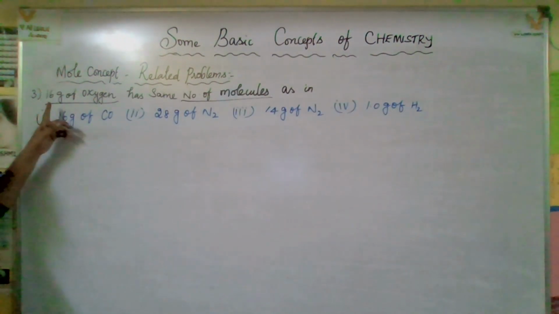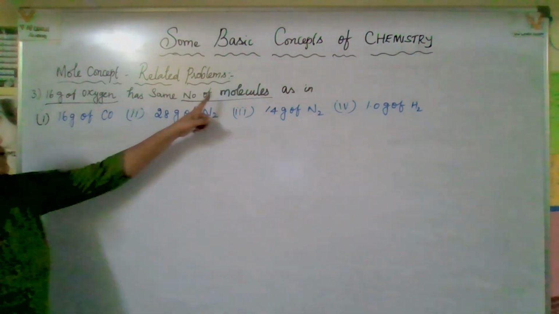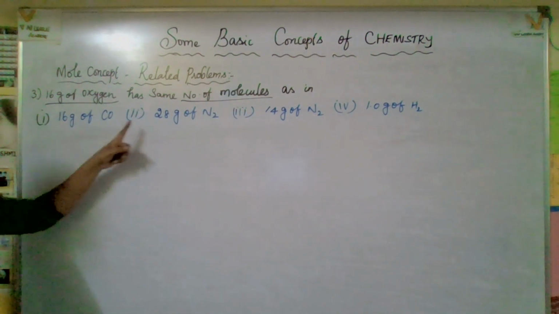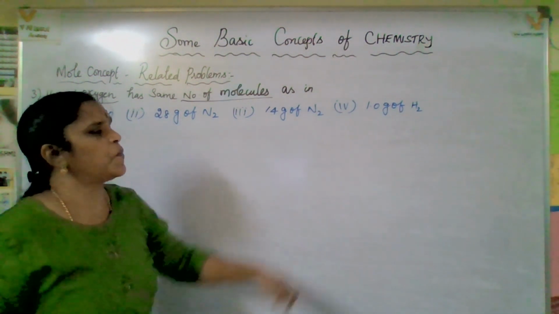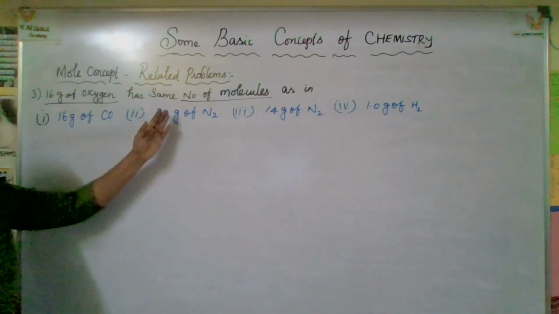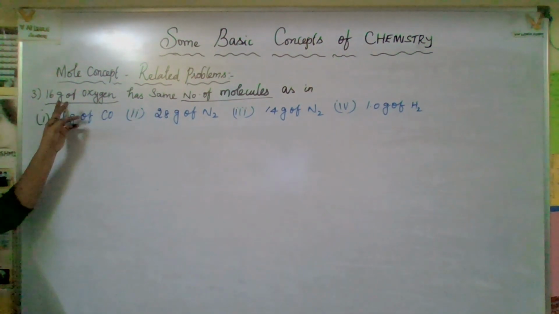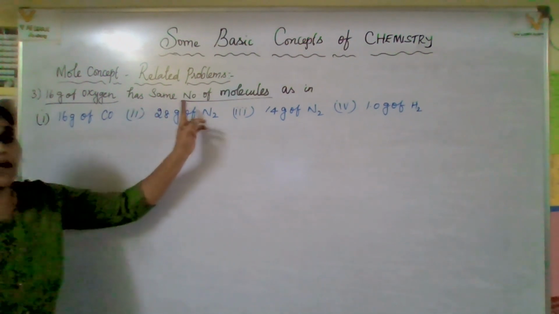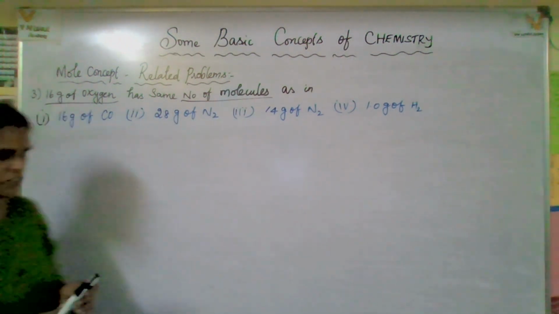The next question. 16 gram of oxygen has the same number of molecules as in 16 gram of carbon monoxide, 28 gram of nitrogen, 14 gram of nitrogen, and 1.0 gram of hydrogen. Now, here you have to find the number of molecules, and after that check whether 16 gram of oxygen has the same number of molecules as the ones they have given. Let us find out.